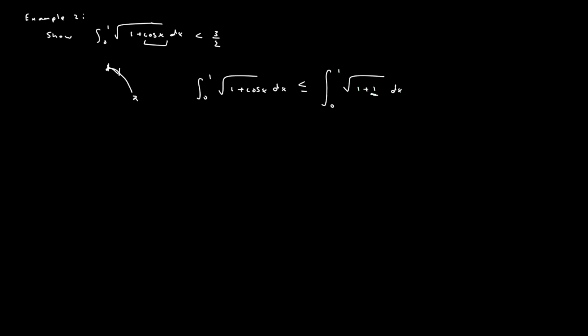So I'm upper bounding cosine x with 1, and that is simply equal to the integral of the square root of 2 dx from 0 to 1. This just becomes a constant, and we know how to find the integral of a constant, right? So this is just root 2 times 1 minus 0, which is equal to root 2. And root 2 is about 1.414, and we know that is less than 3 over 2. And so we have shown this bound.